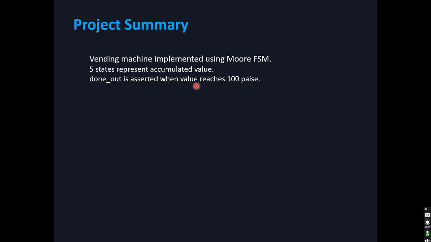So this is the project summary. We are going to end this session. Vending machines are actually implemented using the Moore type.